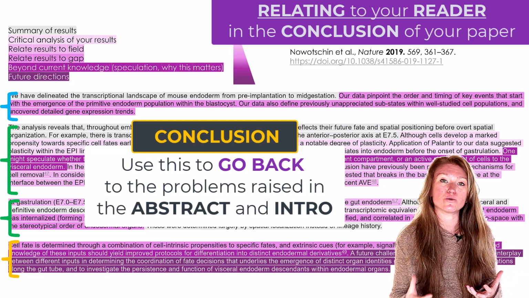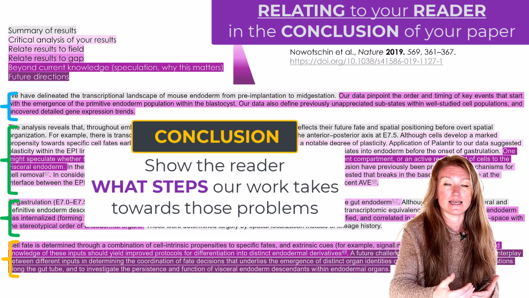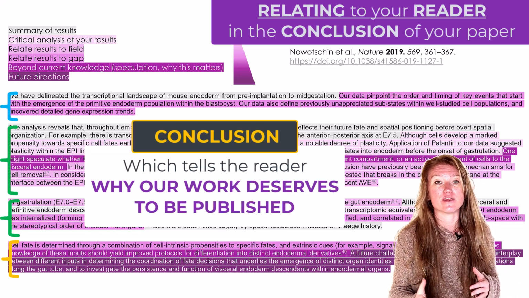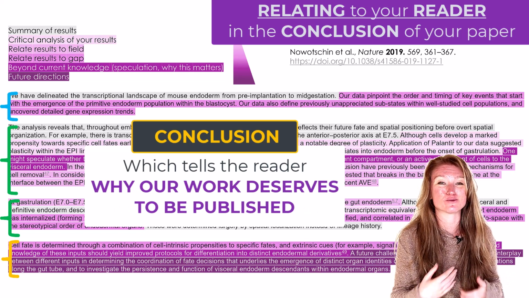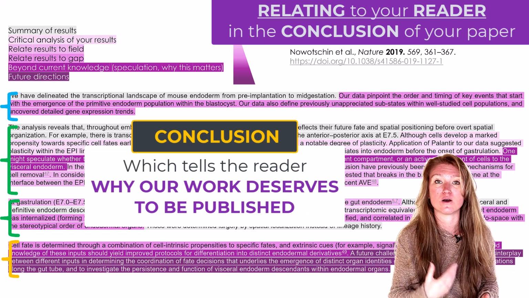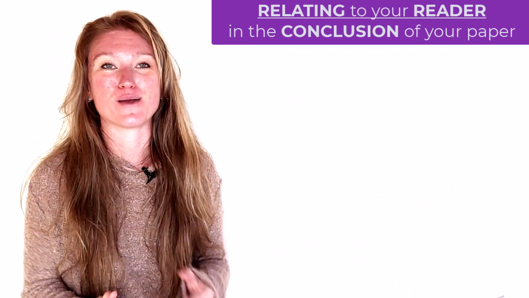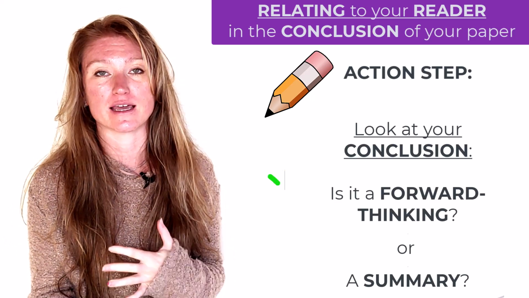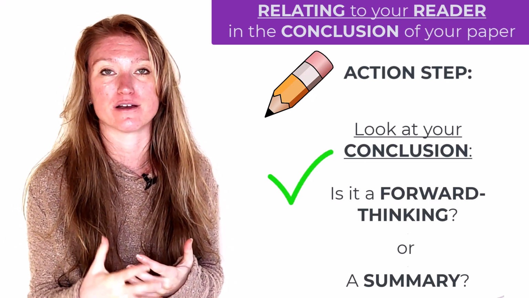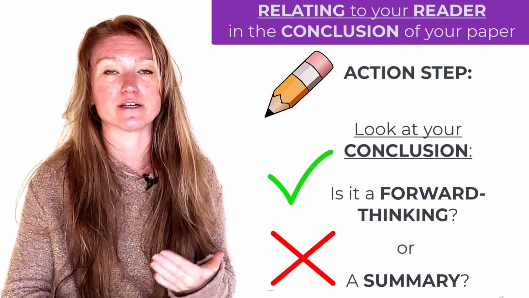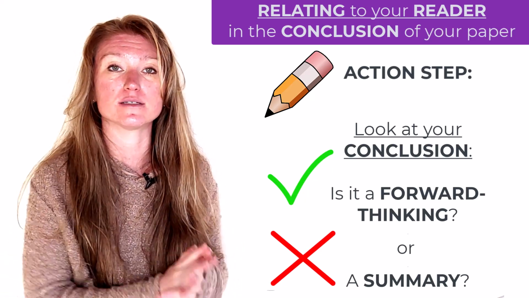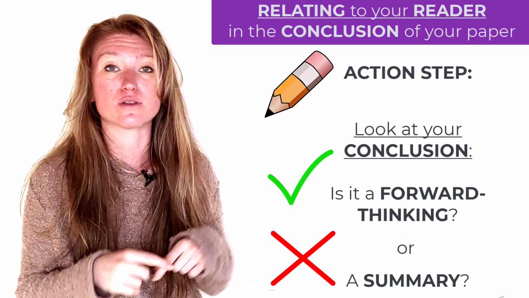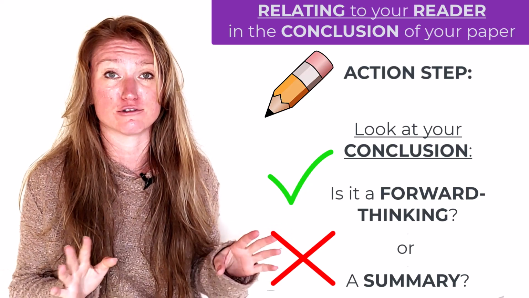So if we can show the reader what steps our work takes towards those problems that we brought up in those other sections, then we can go a very long way towards convincing the reader of why this work is important, why this work deserves to be published. The way I want you to do this is look at your conclusion. If your conclusion is not forward thinking, it's pretty much always then going to be a summary of your work. So I'm not going to again cover here why I don't want this to be a summary of your work. Please go watch the video of a breakdown on a discussion that I have linked to here below so that you can learn all about that in great detail.